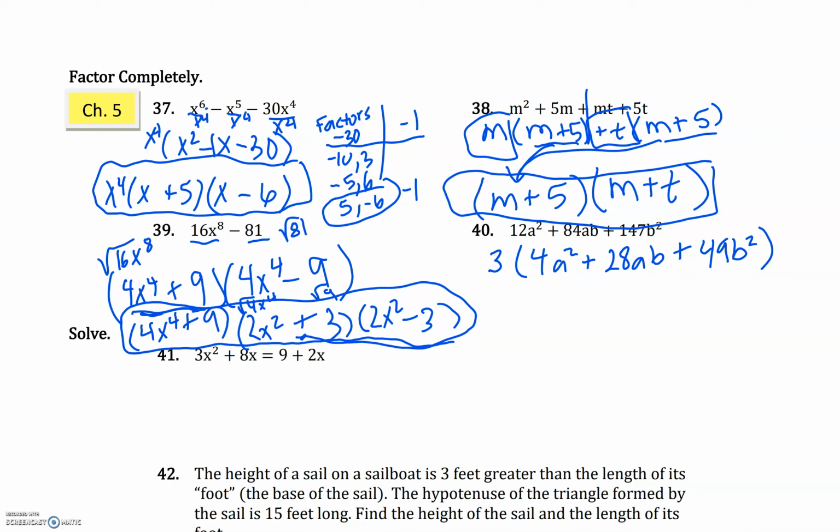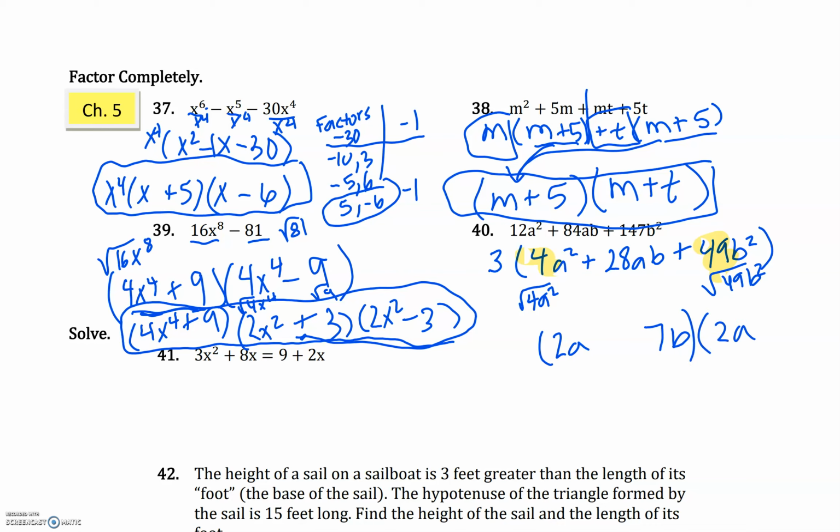And I can't pull out any variables because they don't all have an a, or they don't all have a b, or an ab. So now I have, like number 39, some perfect squares. I have 4 and 49. So if I square root those, I'll check in a minute to make sure my middle term is right. Square root of 4a squared is 2a. Square root of 49b squared is 7b.